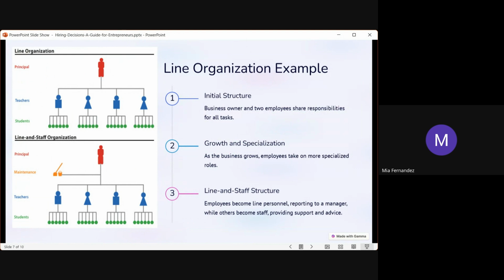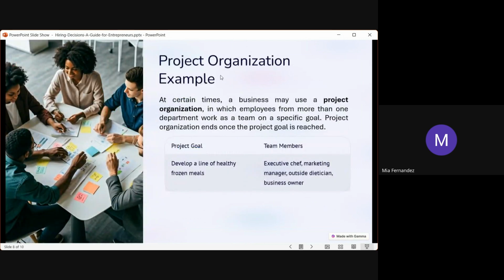So initial structure, growth and specializations. The business grows, employees take on more specialized roles. In line and staff structure, employees become line personnel reporting to a manager, while others become staff providing support and advice. So we also have project organization. Ano ba yun? Pag sinabing project organization, employees from more than one department work as a team on a specific goal. Project organization ends once the project goal is reached. Parang para lang siyang project-based na trabaho.